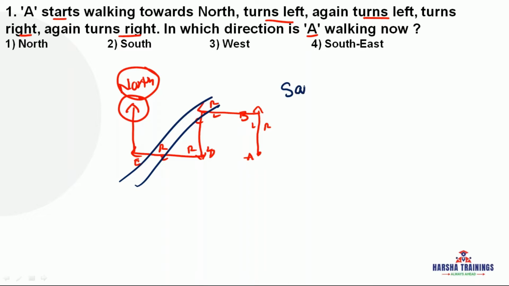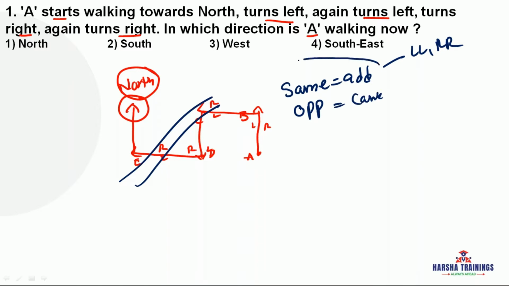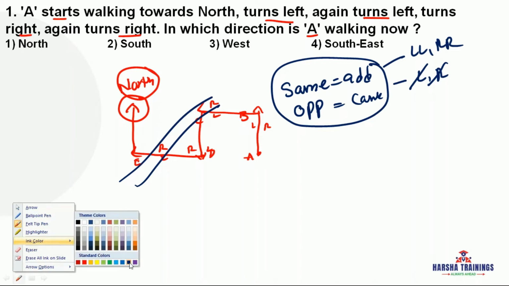Okay, yes. For example, if you are going with the shortcut method, listen. If same is given, add. Same means left to left, right to right. Opposite is given, then cancel. Opposite means one left, one right, then cancel. Okay, same is given, add. Opposite is given, cancel.